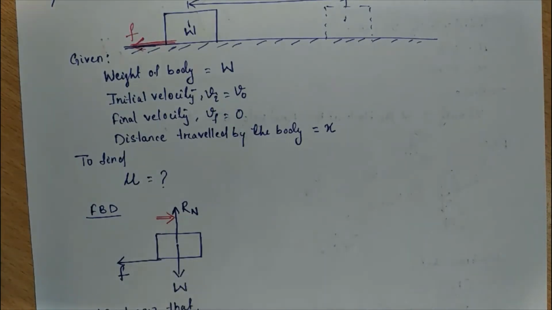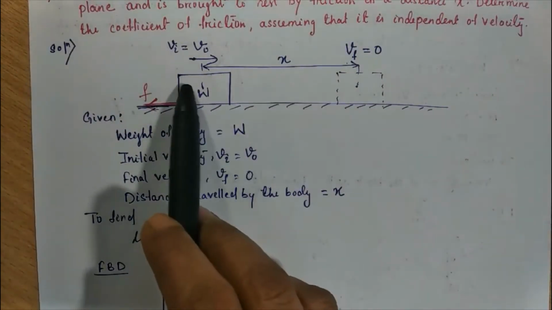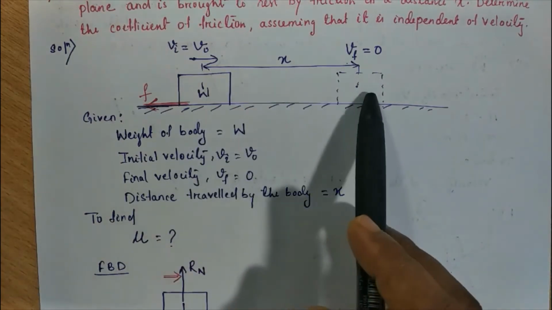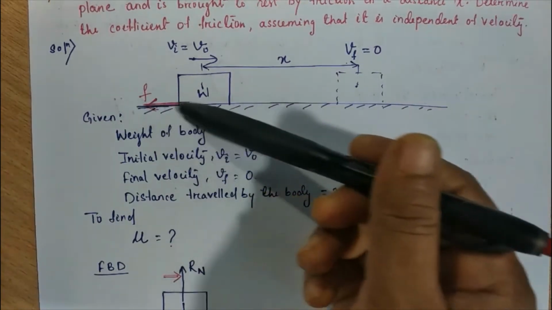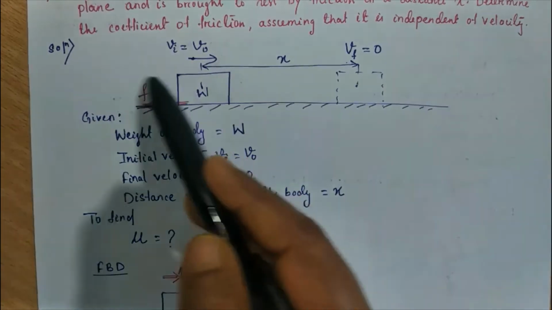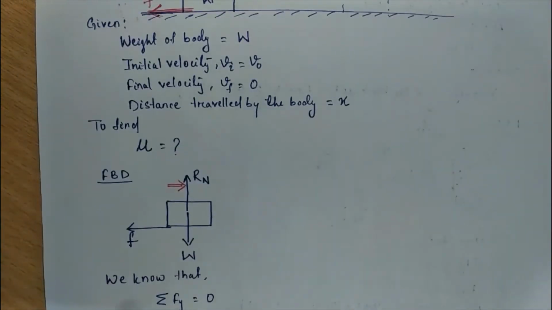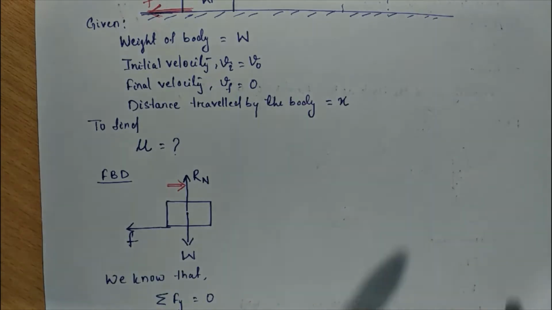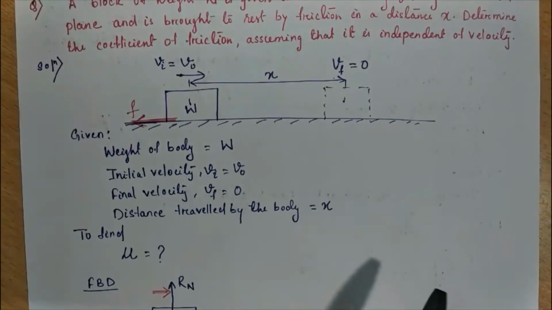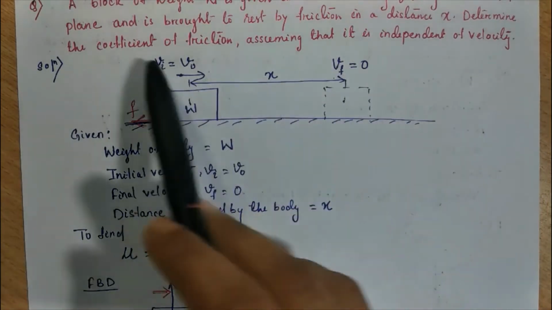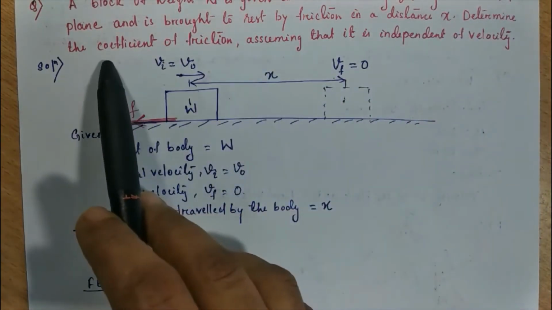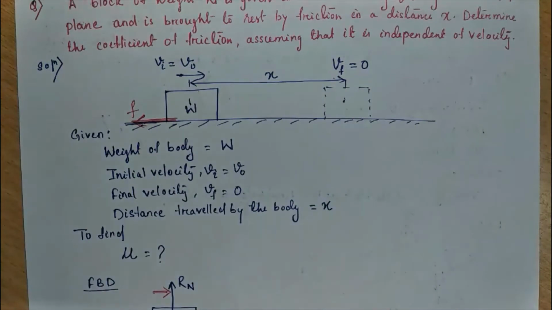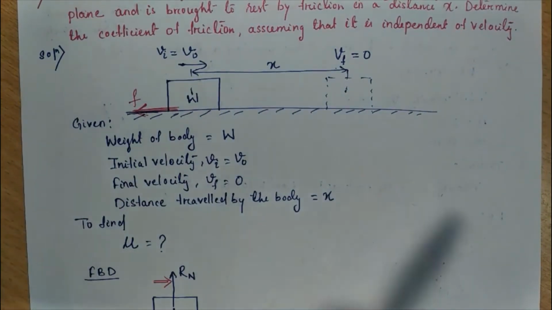And this body comes to rest due to the frictional force, as mentioned in the question. If this body is approaching towards this direction, the frictional force must act in the opposite direction. So here we consider the frictional force acting in the opposite direction. And what we have to find in this question is the coefficient of friction, that is mu, right?